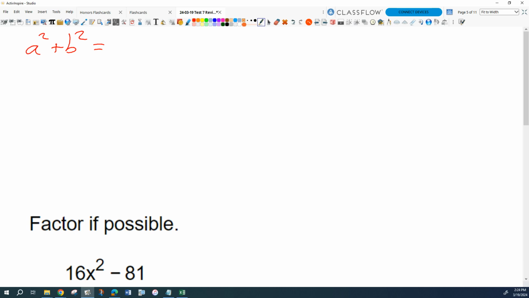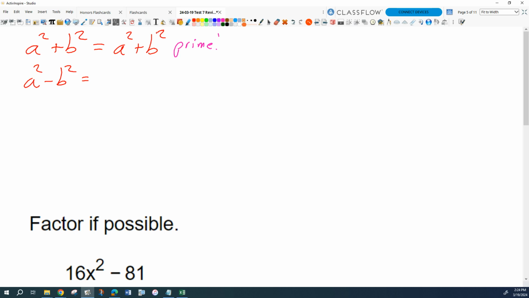Now, what is this pattern? Hint, this is kind of a tricky one. What is this factoring pattern? A squared plus b squared. It's prime. It doesn't factor. Right, so this one is prime. Okay, what if we did a difference of squares? Do you remember that one? A squared minus b squared factors how?